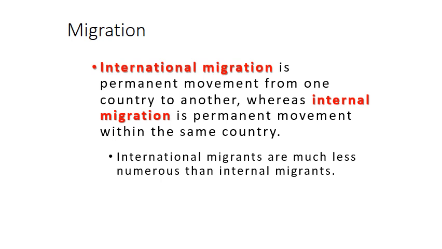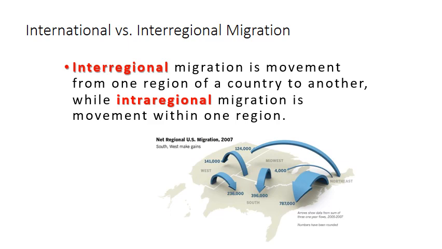International migration is a permanent move from one country to another, whereas internal migration is a permanent move within the same country. And internal migration is way more common than international. Interregional migration is movement from one region of that country to another, while intra, with an A, is migration within that region. So if I move from here to Los Angeles, that would be an interregional move. If I move from here to Richmond, which is also in Virginia, that would be an intra-regional move.